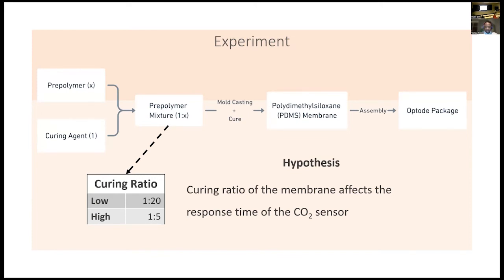So, yeah, that's basically our hypothesis. We have two curing ratio levels, which is 1 to 20 and 1 to 5. We're calling the 1 to 20 low and the high is 1 to 5.